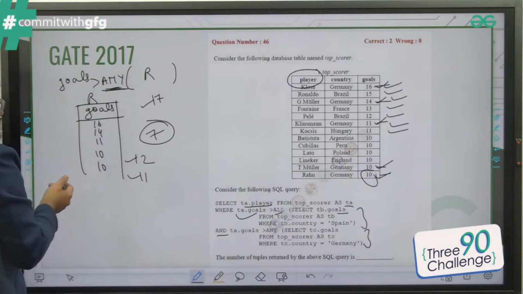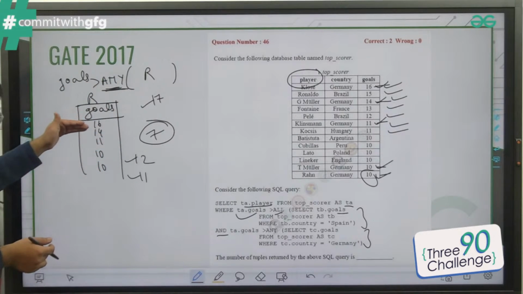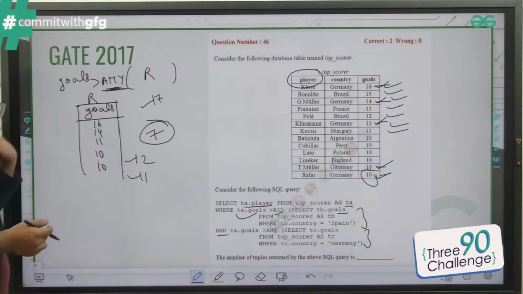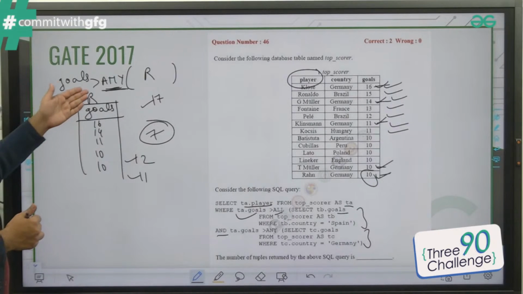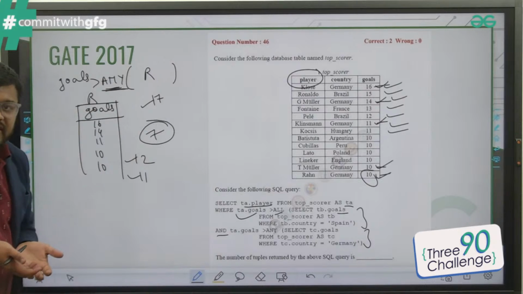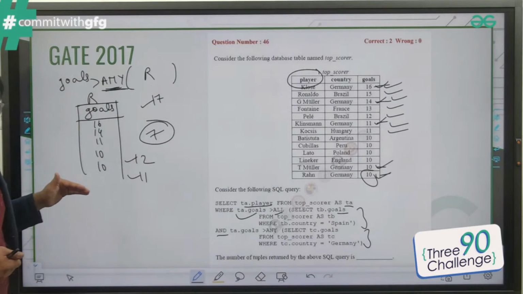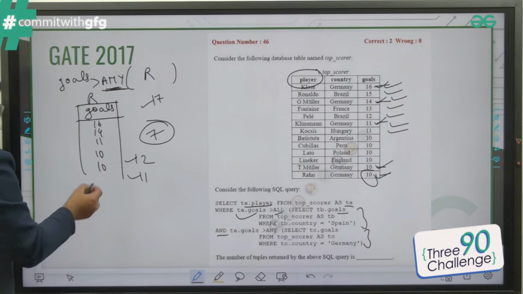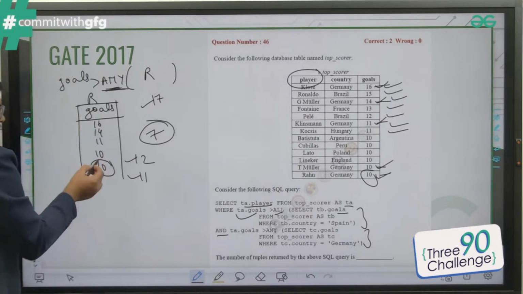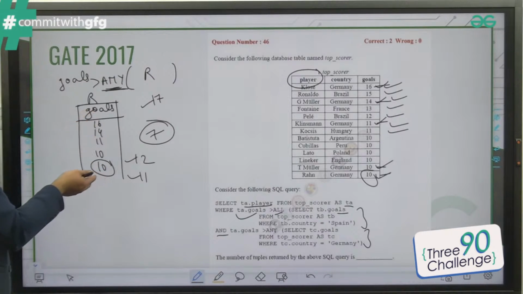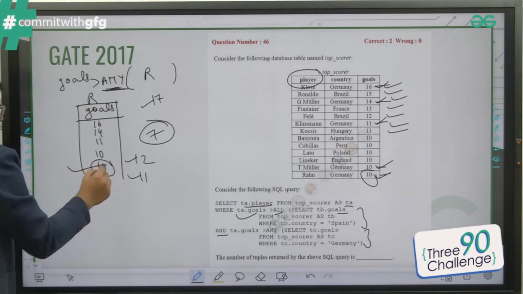Any of these values means either it is greater than 16 or greater than 14 or greater than 11 or greater than 10. Now if it is any, then can I say if the goal is greater than 10, I will consider it? Because if the goal is greater than 16, it will obviously be greater than 10, no need to check. But if a goal is less than 10, it is obviously less than other values also. So simply check if the goals is greater than the minimum value here.